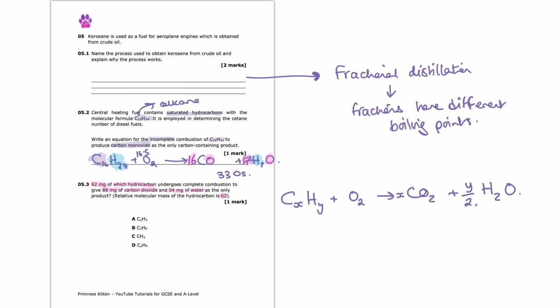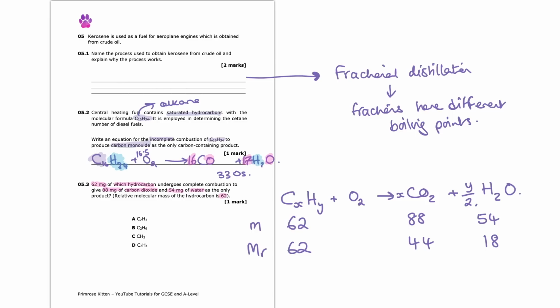Now, you might be thinking, well, this is madness, why am I doing this? But the reason why I'm doing it is if we then can write down these masses that we have, so we know we've got 62 milligrams of the hydrocarbon, 88 milligrams of carbon dioxide and 54 milligrams of water, then for the MRs, we're told that the MR of this hydrocarbon is 62. We know if we added up one carbon and two oxygens, we get 44 for carbon dioxide. And water we know is 18, its MR.